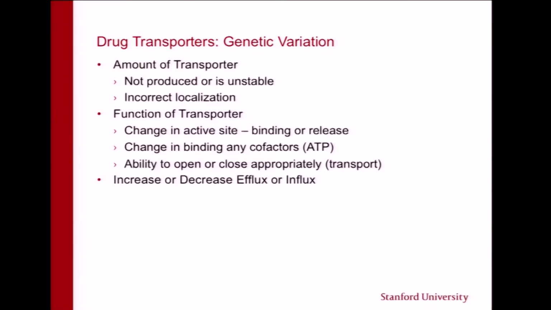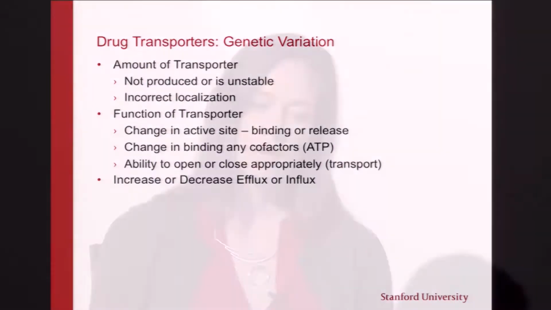So how does genetic variation affect this? Like any other protein, genetic variation in the gene that encodes the protein can affect how much of a transporter is present and how well it works. So in terms of how much of a transporter, we can have changes in DNA that affect how much of the transporter is produced to begin with. So whether there's a change that creates a stop codon and early truncation of a protein, or it can create a protein that's unstable and that's degraded very quickly so that the transporter can't accumulate in the membrane.